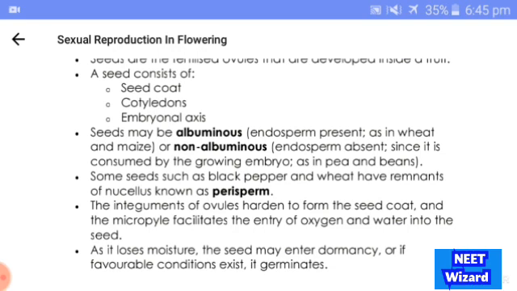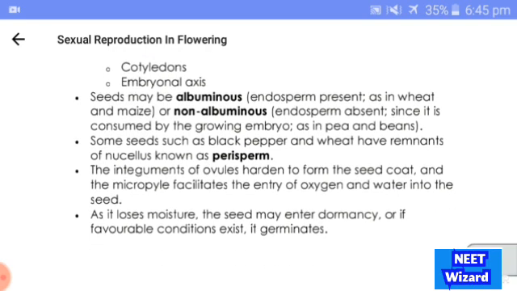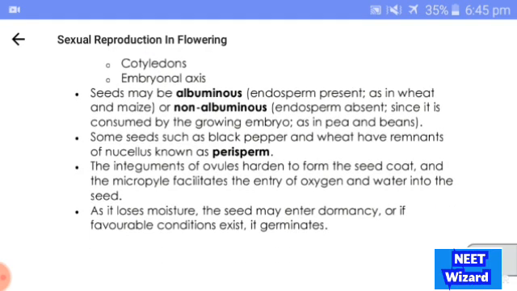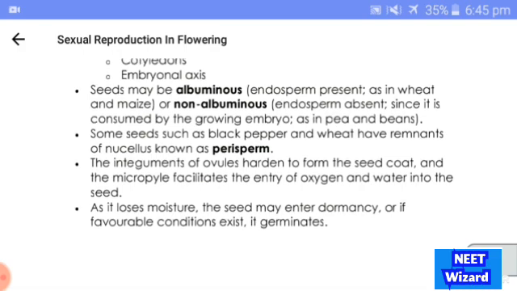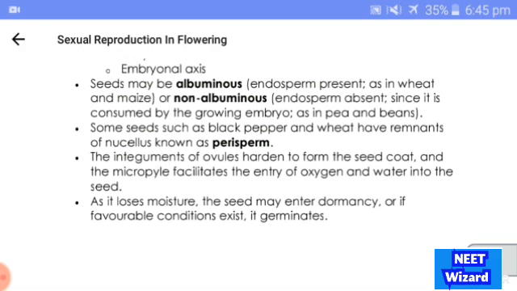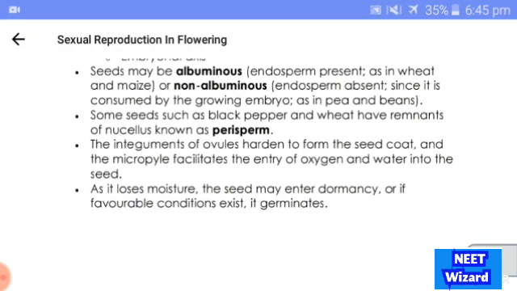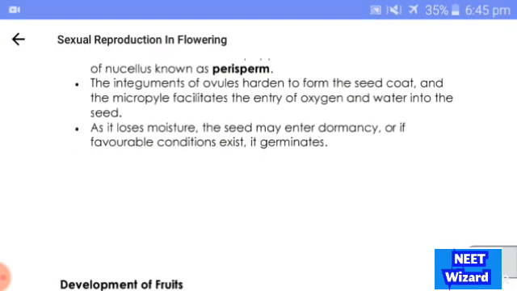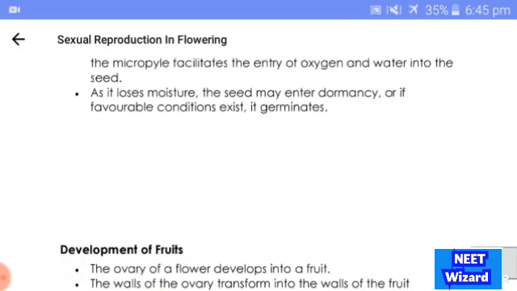Some seeds such as black pepper and beet have remnants of nucellus known as perisperm. The integuments of ovules harden to form the seed coat, and the micropyle facilitates the entry of oxygen and water into the seed. As it loses moisture, the seed may enter dormancy, or in favorable conditions it germinates.